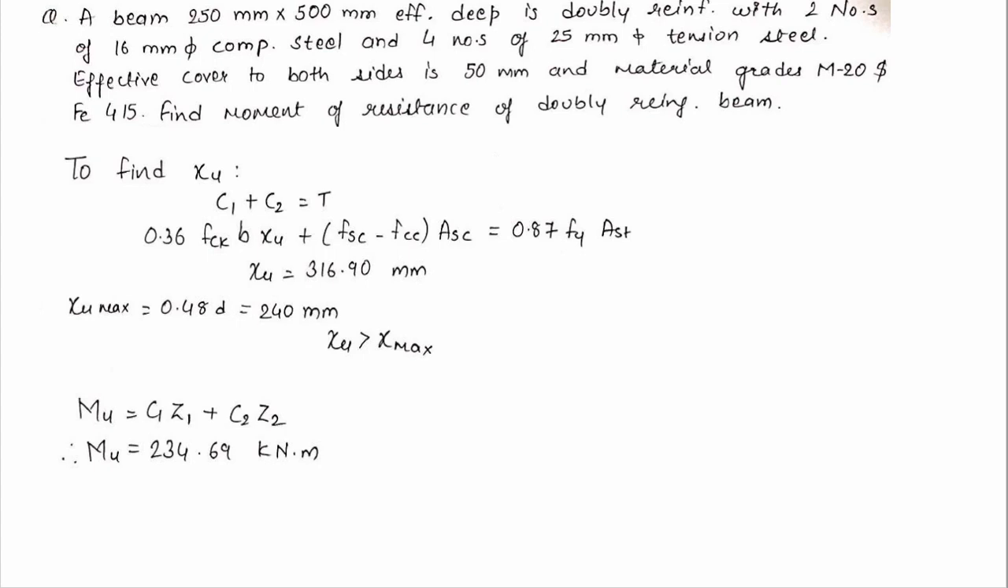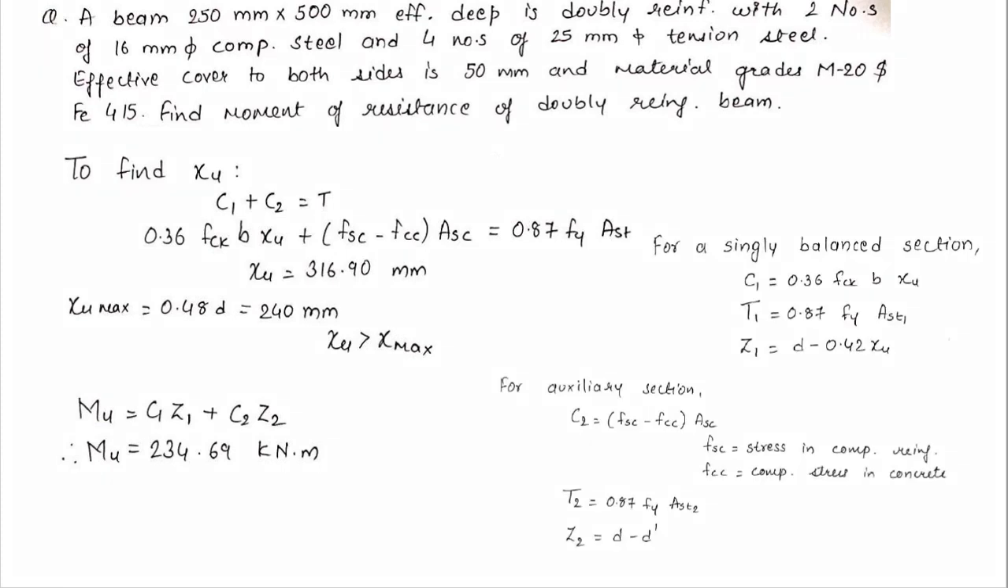But not to worry, we need not worry about whether it is an under reinforced section or over reinforced section. The equation for Mu for doubly reinforced will always be C1 Z1 plus C2 Z2. Clear? And C1 and C2 can be calculated as seen in the previous slides, these equations are being used to find the value of C1 and C2, and these will be Z1 and Z2. So substituting these equations, we will be getting the answer Mu equal to 234.69 kilonewton into meter. Okay?